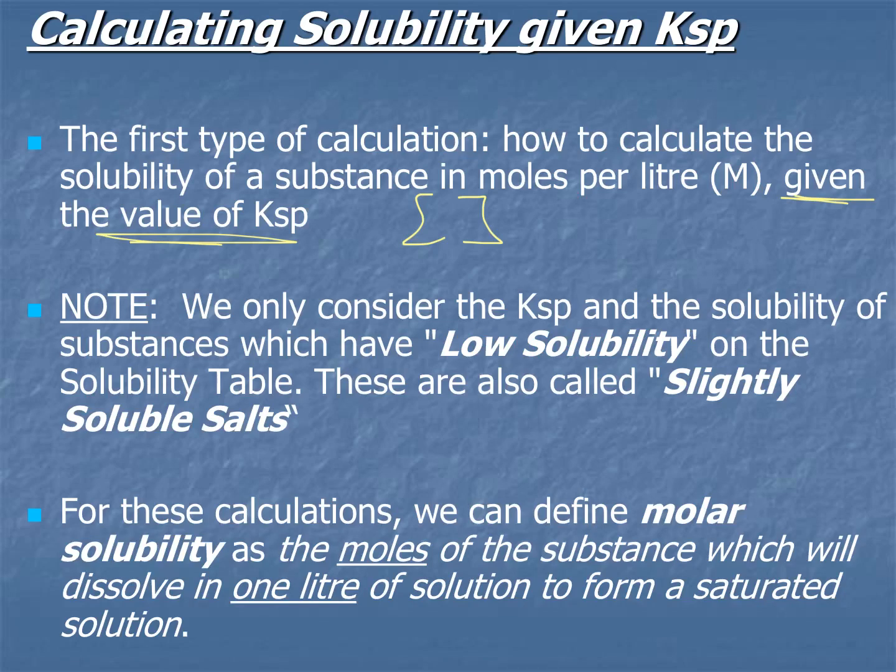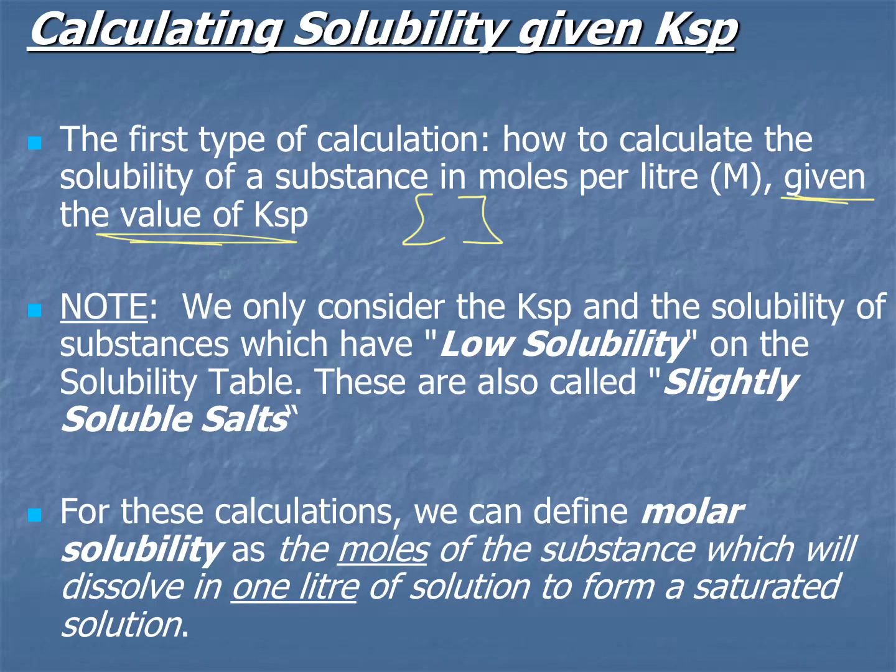Now in AP, we no longer have to memorize our solubility table, exactly which things are and are not soluble. Instead, we memorize our one solubility rule, and if it does not fall under that rule, if it does not possess a sodium, a nitrate, an ammonium, or a potassium, then we consider it to be of low solubility. These are also called slightly soluble salts.